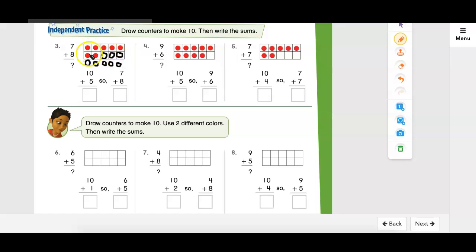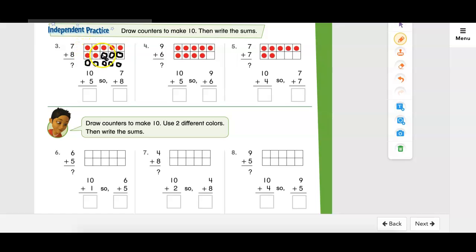So we filled in the rest of our tens frame. We had to add 8, so we could fit 3 in the tens frame, and then we drew 5 more to make 8 to show 7 plus 8. So we need to find out what 7 plus 8 is, but we made 10, so we are going to use us making 10 to help us solve it.